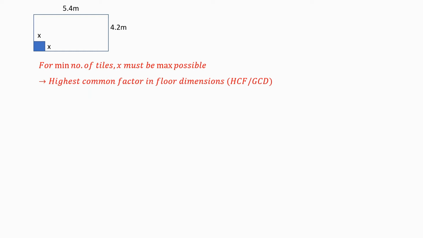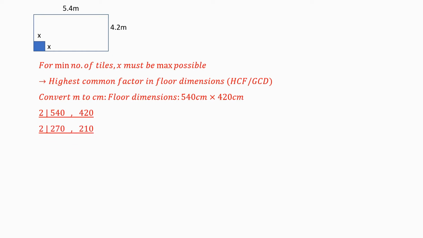the GCD. So the first step is to convert the dimensions of the floor into centimeters, which makes it easier to compute. So the floor dimensions in centimeters are 540 and 420. Then we find the HCF of the two. The smallest divisor of 540 and 420 is 2. You obtain 270 and 210.